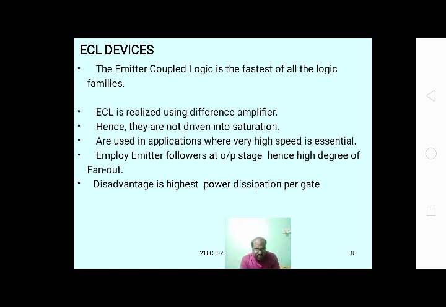I will share some information regarding the ECL circuits. One minute.